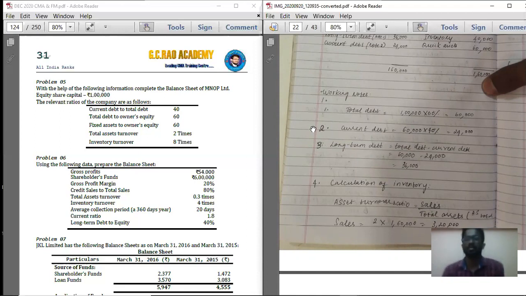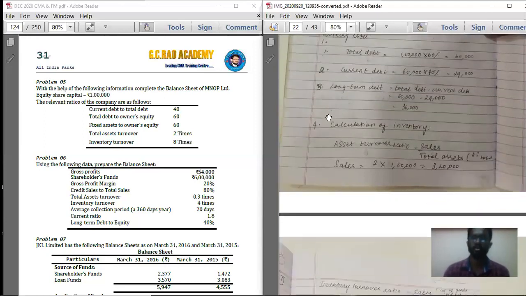Below that, point number 2. See, here they have given current debt to total debt is 40%. That is, out of total debt, 40% is current debt. So point number 2, current debt is equal to total debt, which we have found to be 60,000, into 40%. Why 40%? Because they have given current debt to total debt is 40%. Out of total debt, 40% is current debt. So 60,000 into 40% is equal to 24,000.